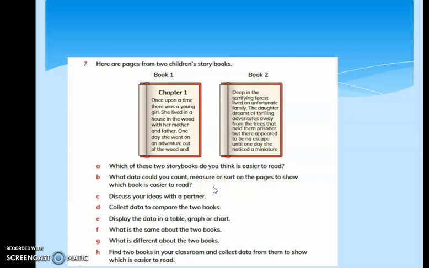So that is what I mentioned, the number of lines as well as words which are longer. Discuss your ideas with a partner. Collect data to compare the two books.